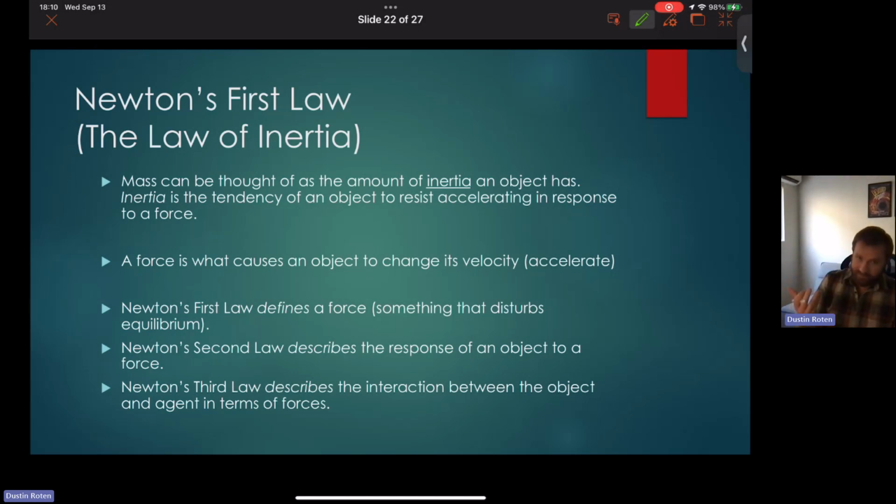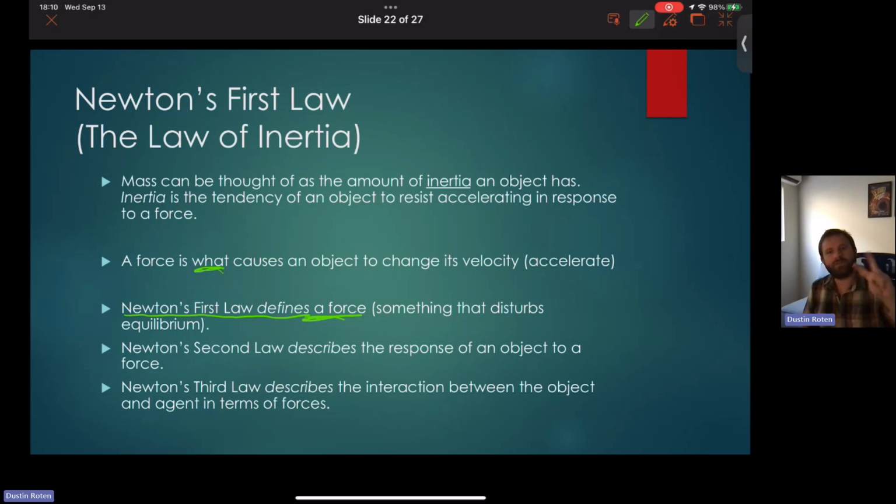Again, a force, which we've now defined with Newton's first law, is what causes an object to accelerate. So now we can talk about the cause, the how and the why, that an object is actually accelerating, going through kinematic motion. Newton's first law defines a force. From this law, we can tell what a force is: something that disturbs equilibrium, pretty much.